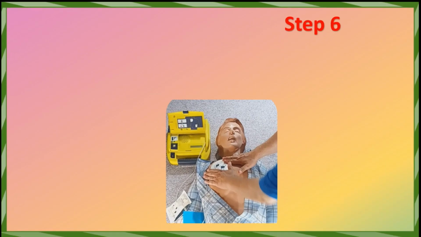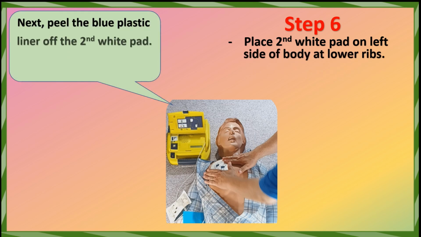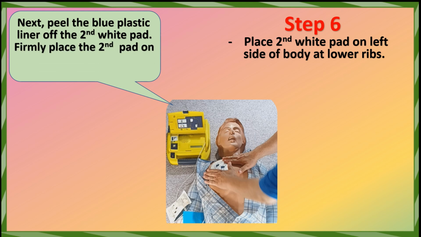Step 6. Place the second white pad on the left side of the body at the lower ribs. Next, peel the blue plastic liner off of the second white pad. Firmly place the second pad on the opposite location, exactly as illustrated.